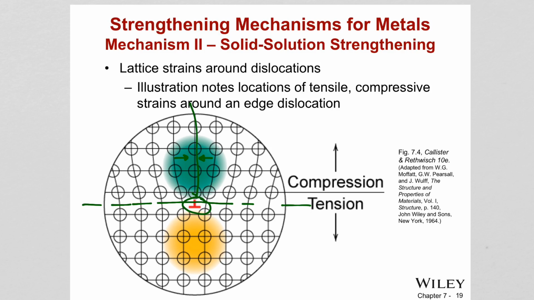But under that slip plane there is tension, because the presence of that extra half plane of atoms is trying to separate what is below that slip plane. So above there are compressive stresses, below there are tensile stresses generated, but this is only around the dislocation, not far away from the dislocation.